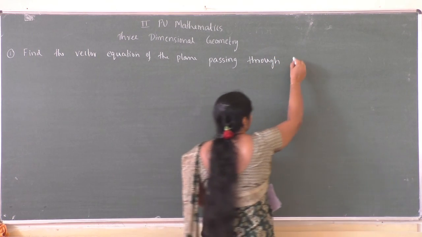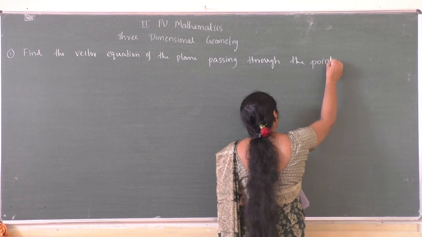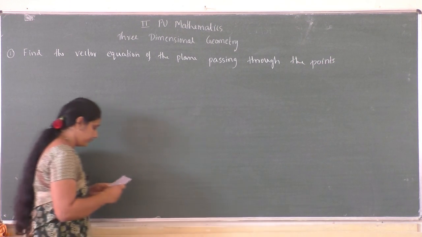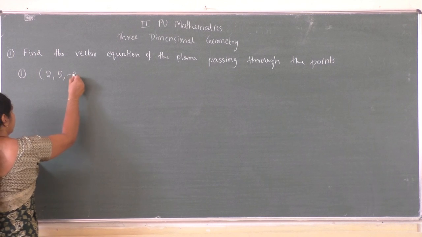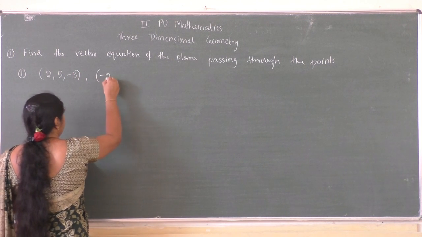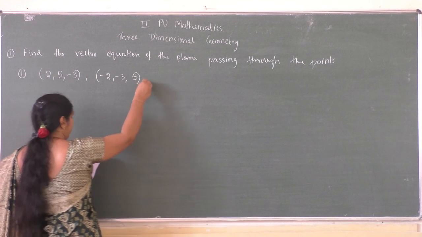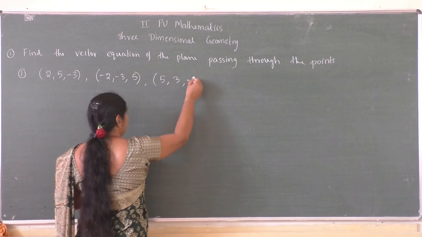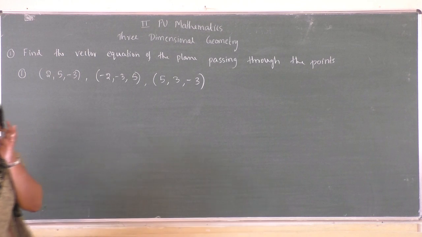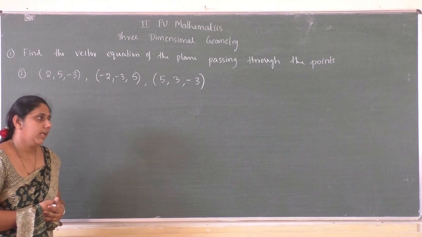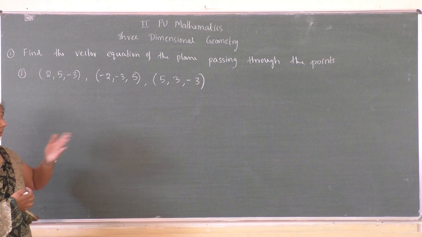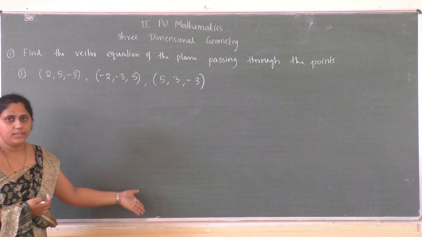passing through points. First one, 2, 5, minus 3, minus 2, minus 3, 5, and 5, 3, minus 3. So first thing we have to do is check whether the given points are collinear or not. If the points are collinear, then you can write there are infinitely many planes passing through the points. Otherwise, you can use the earlier formula.